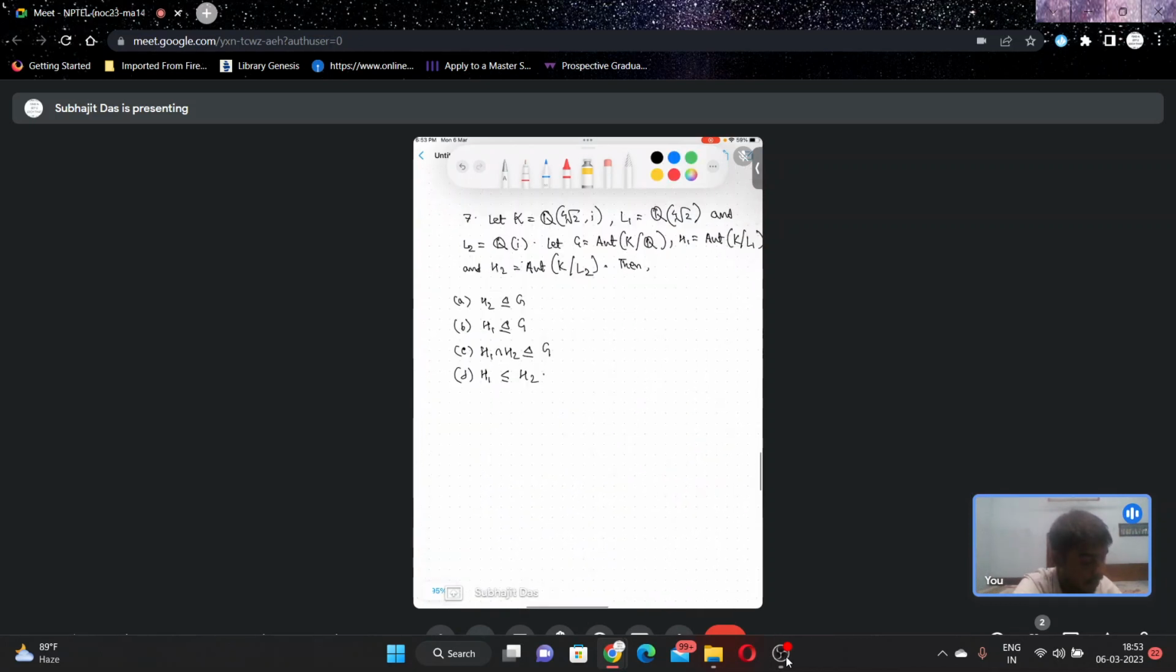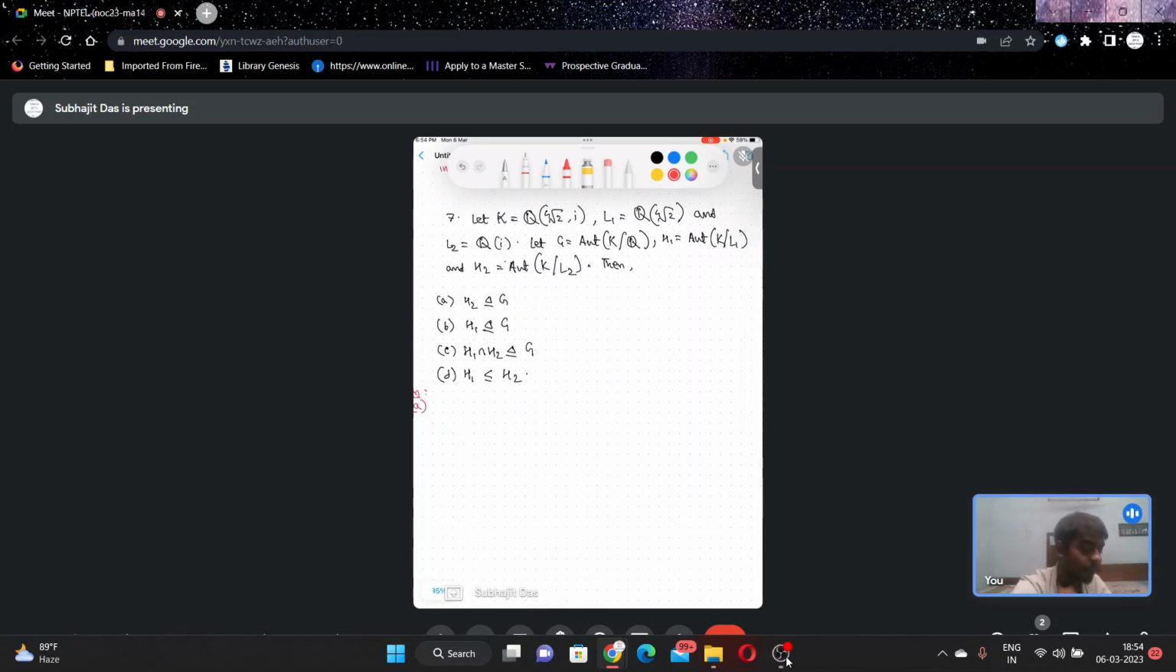Okay, so let K be equal to Q adjoin fourth root of 2 and i, L1 be Q adjoin fourth root of 2 and L2 be Q adjoin i. Now let G be equal to the automorphism group of K over Q, H1 be the automorphism group of K over L1 and H2 be the automorphism group of K over L2. Then we need to figure out which of these options are correct. Option A says that H2 is a normal subgroup of G. So the automorphism group of K over L2 is a normal subgroup of the automorphism group of K over Q.